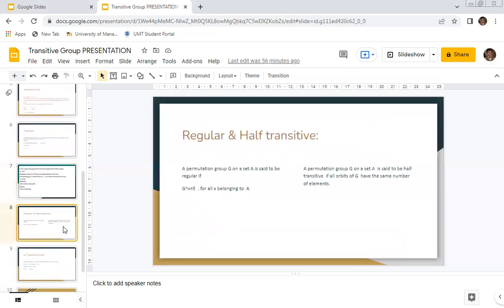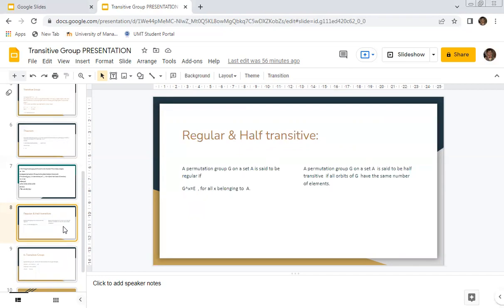Regular and half transitive. What are the regular transitive group and half transitive group? A permutation group G on a set A is said to be regular if the stabilizer of x is equal to E, where E is the identity subgroup, for all x belonging to A. It means that if we find the stabilizers of G and they are equal to the identity element, then this permutation group on a set is said to be regular.